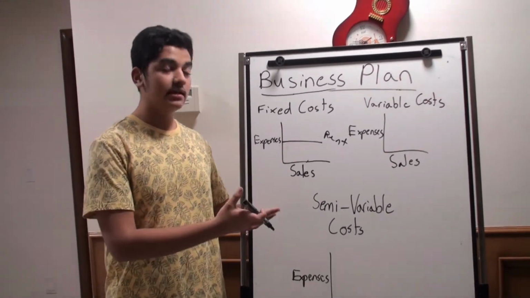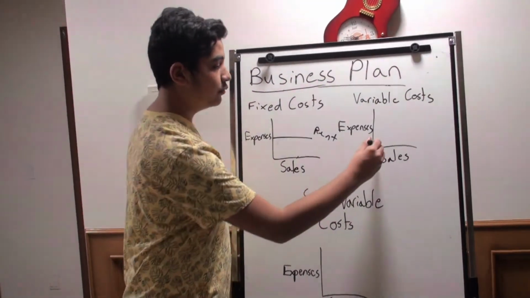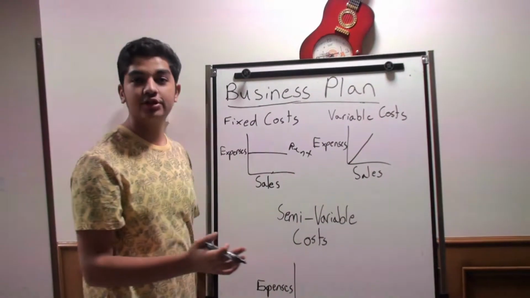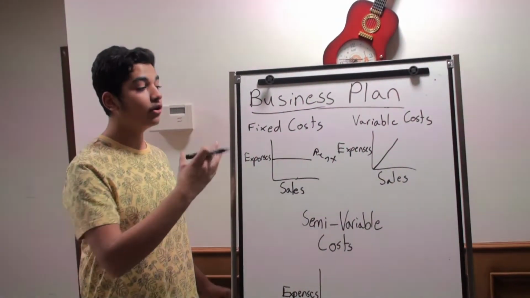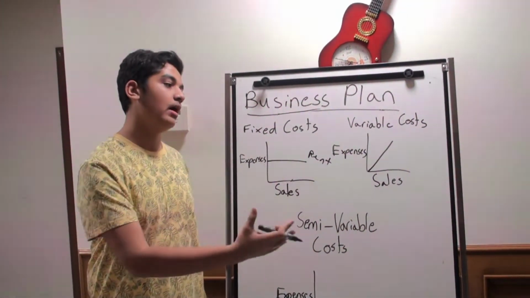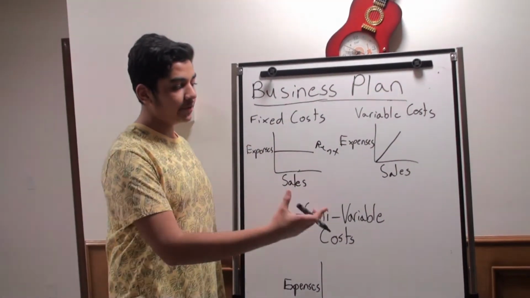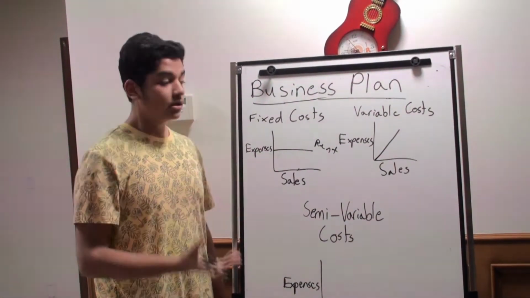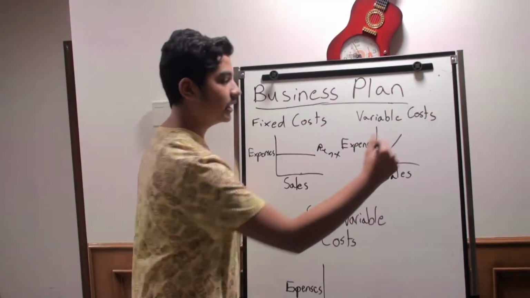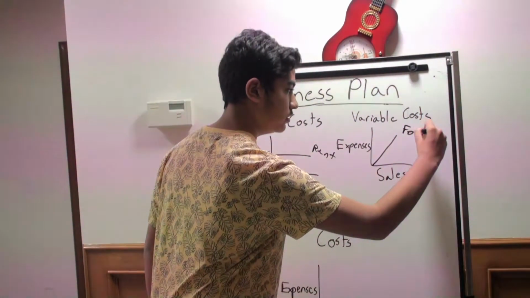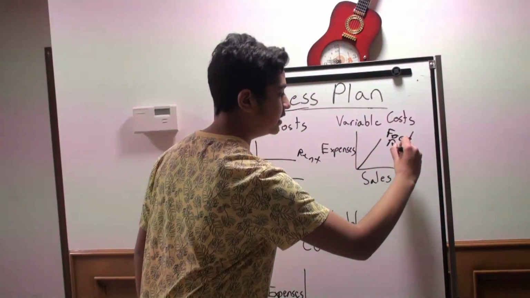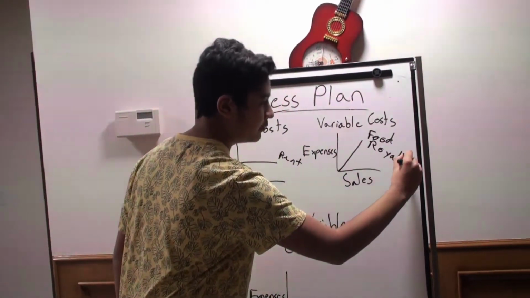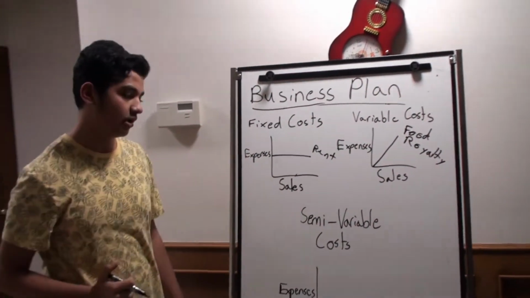The next thing is variable costs, and with this, it's a linear relationship that goes up incrementally with X and Y. As sales go up, expenses go up along with them. This could be represented by something like food costs or royalty. These are the most common examples of variable costs, food and royalty costs.